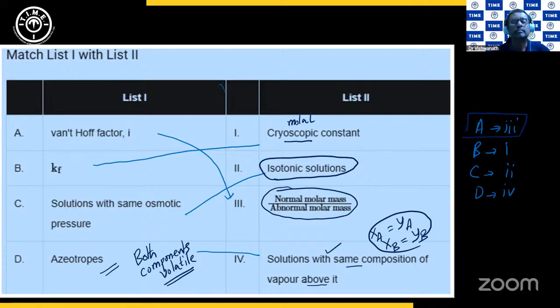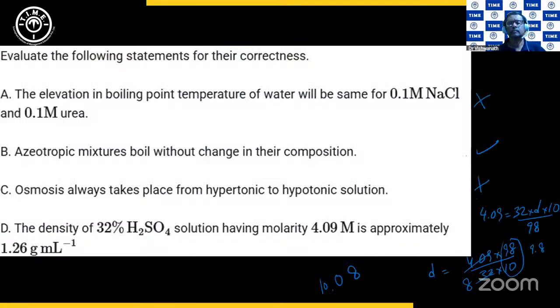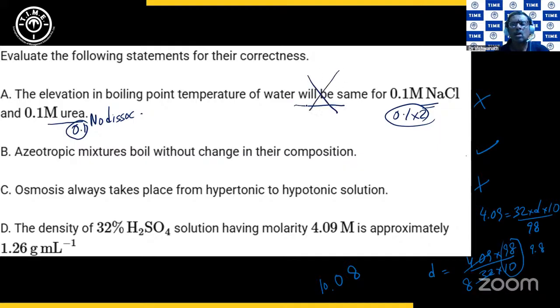Previous year question. Now look at this. The elevation in boiling point temperature of water will be the same for 0.1 molar NaCl and 0.1 molar urea. Urea will not break, no dissociation, that is what you have seen. But NaCl will dissociate, so this will become 0.1 into 2 particles, and there is only 0.1 particle for urea. So they cannot be the same. So the statement that they will be the same cannot be true.